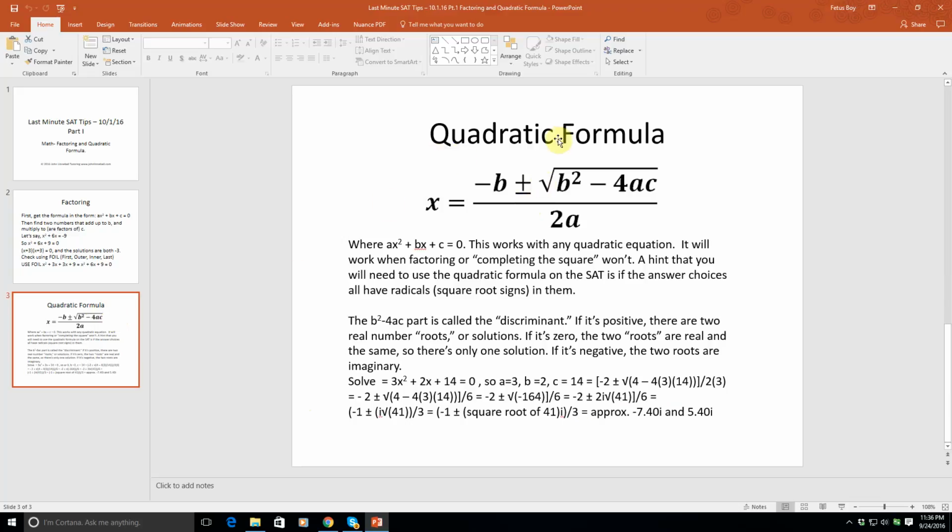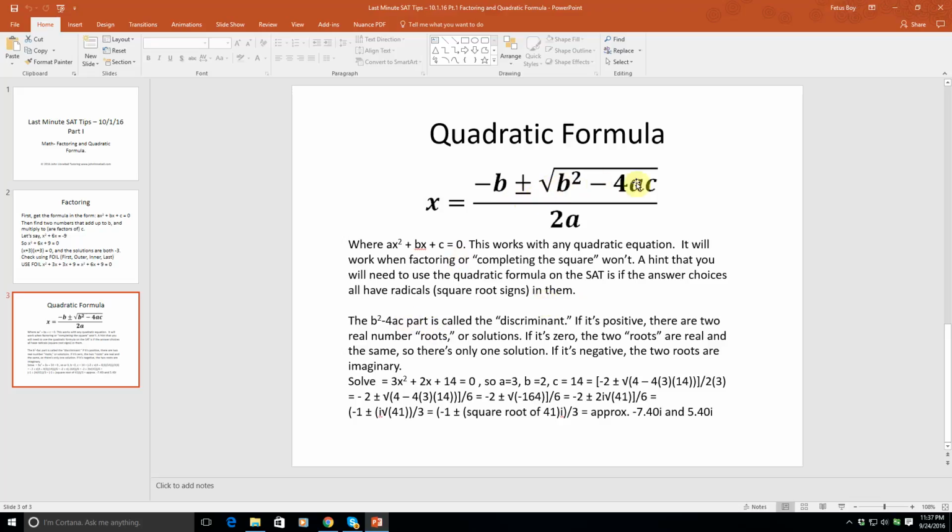The quadratic formula is a great way to solve any quadratic equation, and that comes in handy when a quadratic equation cannot be factored and completing the square won't work. So a hint that you will need to use the quadratic formula on the SAT, or the ACT for that matter, is if the answer choices all have radicals, that is, these nifty square root signs in them.